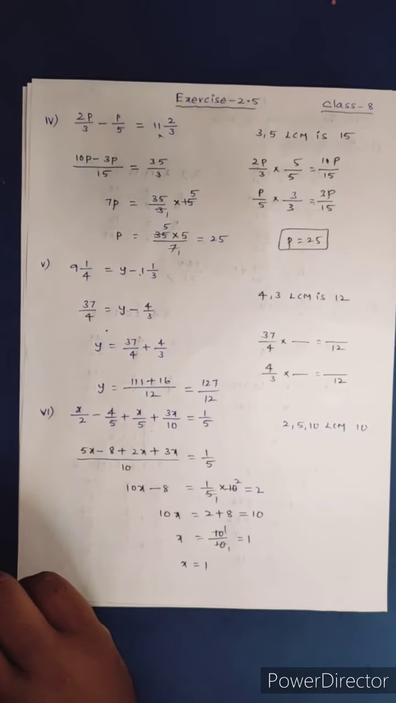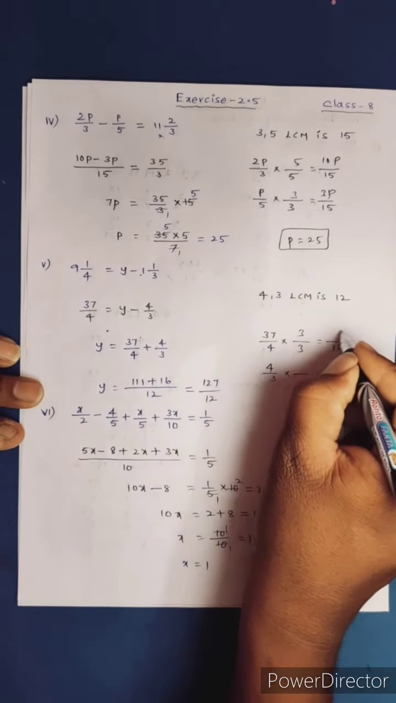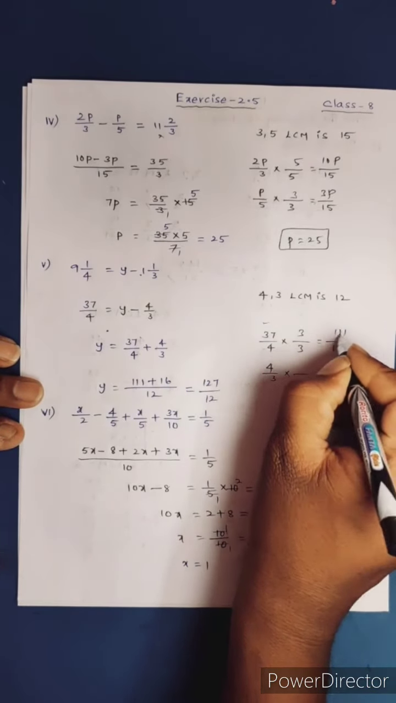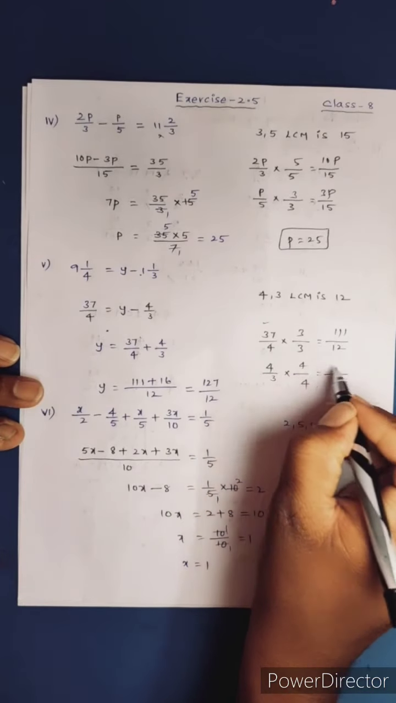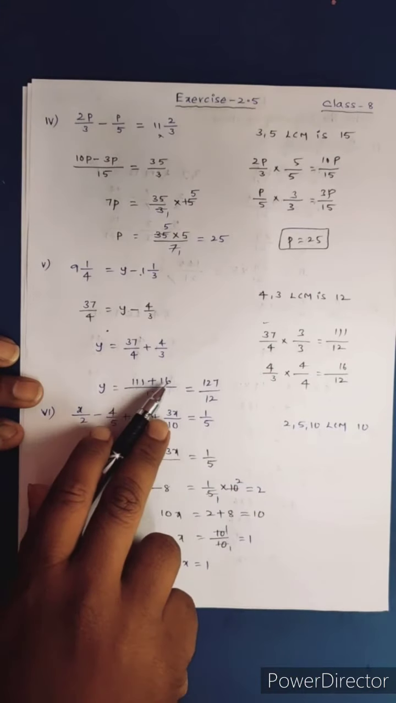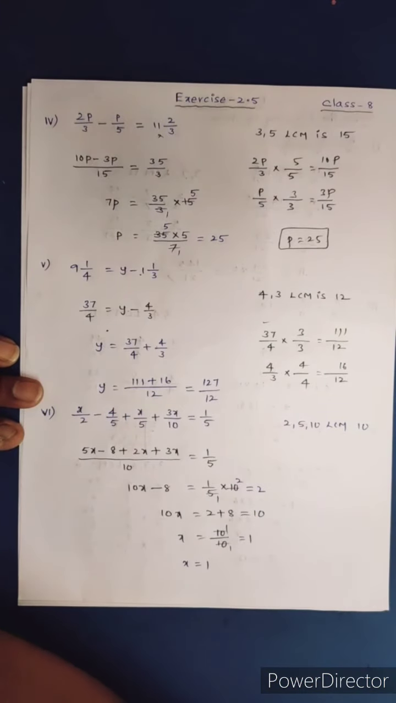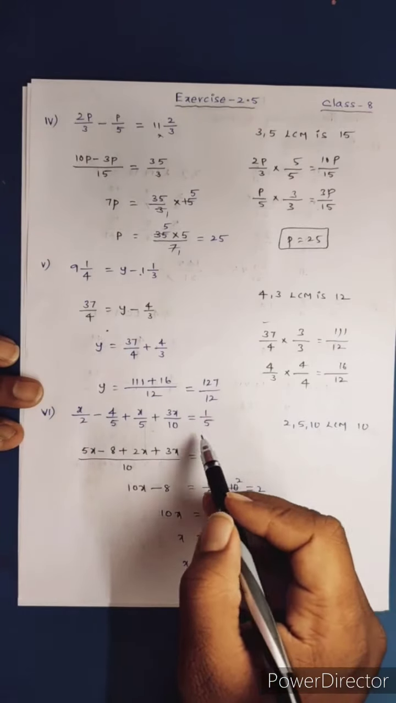What is meant by co-primes? Those numbers whose common factor is 1 are called co-primes. 4 3s are 12, 3 7s are 21, 3 3s are 9, 11. 3 4s are 12, 4 4s are 16. 16 by 12, 111 by 12. Okay. The sum of these two numbers is 127 and the remaining is 12. The value of y is equal to 127 by 12.